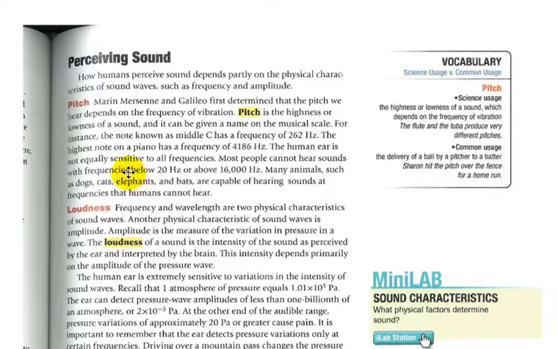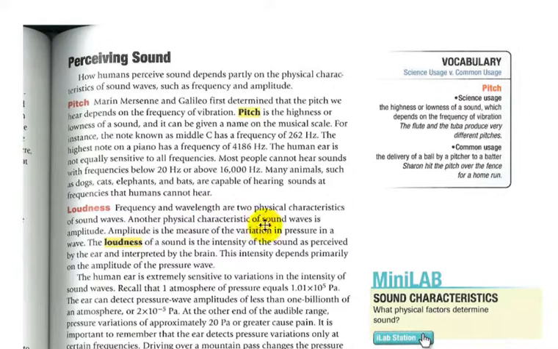The human ear is not equally sensitive to all frequencies. Most people cannot hear sounds with frequencies below 20 hertz or above 16,000 hertz. And in class, we'll likely do a little test just to see what frequencies can you hear. Can you hear between 20 and 16,000? Or can you hear a little bit beyond that range? Many animals, such as dogs, cats, elephants, and bats, are capable of hearing sounds at frequencies, of course, that humans cannot hear. So the old dog whistle, dogs can hear it, but humans can't. So pitch really is frequency, which in layman's terms is the highness and lowness of sound.